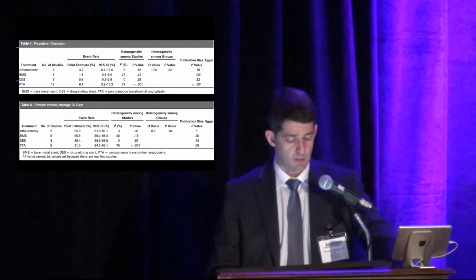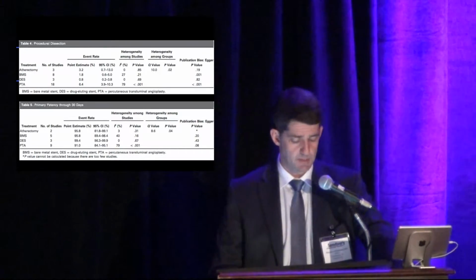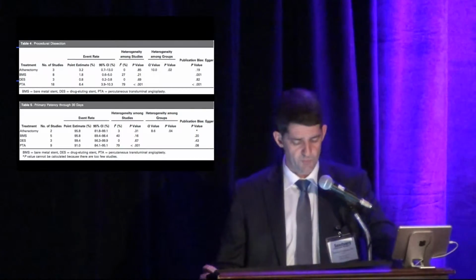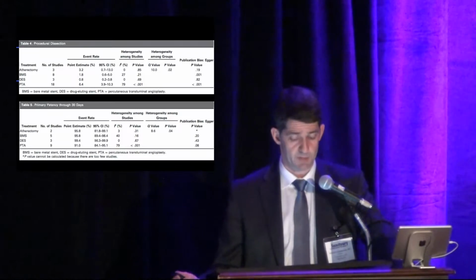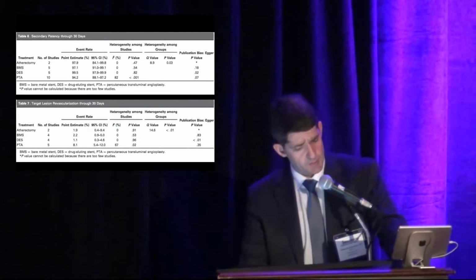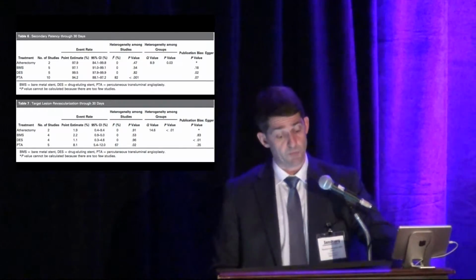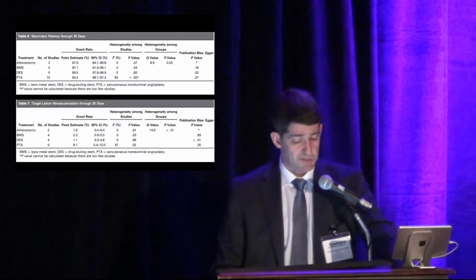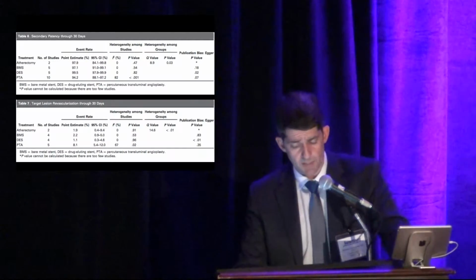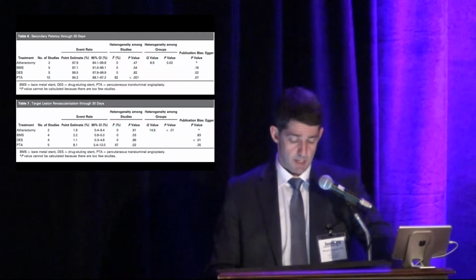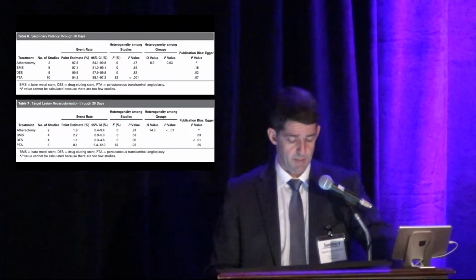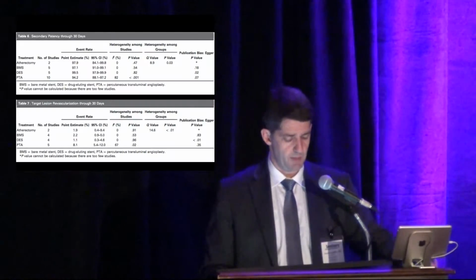The need for a stent was higher, as expected, in the group with atherectomy and the group with PTA versus drug-eluting stent or just bare metal stent. The procedure dissection, as expected, was higher in the group with angioplasty, and that was statistically significant. And the primary patency through 30 days was much higher in the drug-eluting stent versus the other techniques, but very close between the bare metal and the drug-eluting stent.